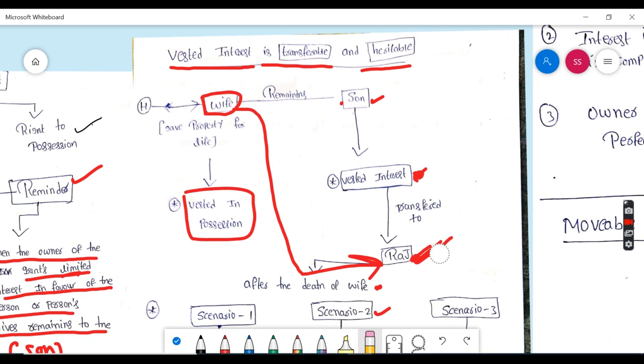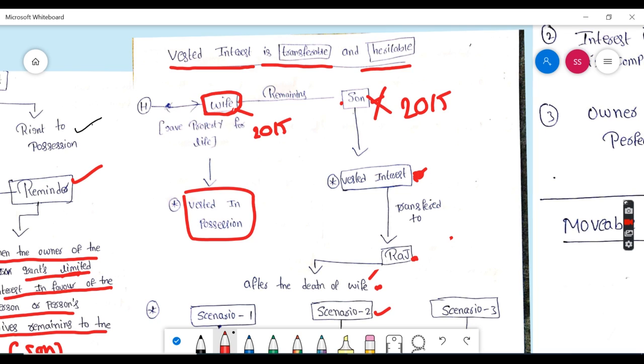But there is a scenario 2, in which the wife is still alive. Let's say this is 2015. The wife is still alive. The son transferred the property to Raj. So when the wife dies, Raj has to get the property. But here the son died in 2015 only. Then the wife is still alive, so Raj doesn't get the property now. But in 2020, the wife died. So in 2020, Raj will get the property. As soon as the wife dies, Raj will get the property.